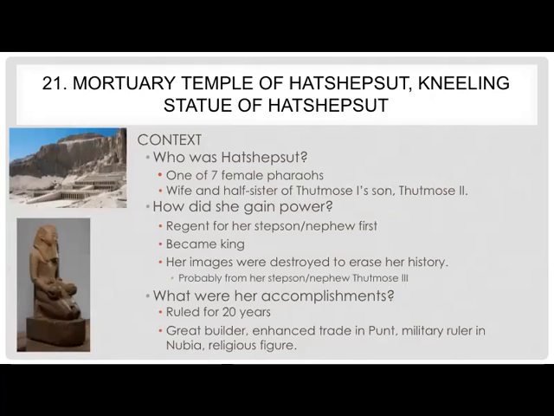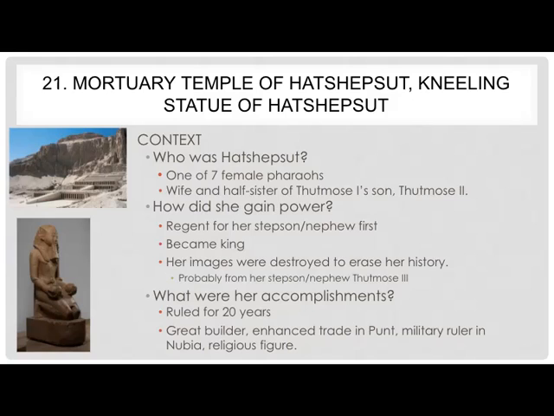She gained her power after the death of her husband, right? And she basically ruled for 20 years. We know she was a great builder, and the evidence is your image, right? The Funerary Temple, the Mortuary Temple of Hatshepsut, she commissioned it, had that built during her lifetime, right?